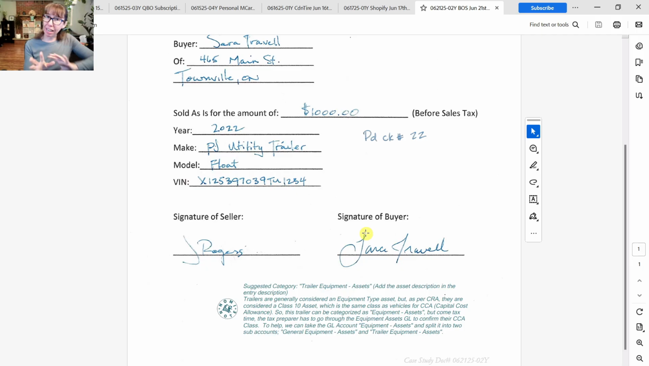I like to make it a little extra helpful by creating a sub-account under equipment that is specific for trailer assets. That way the accountant or the tax preparer can see at a glance there is an asset in the equipment GL account that is actually Class 10, that when I prepare the taxes is going to go with the auto equipment list. So that's how I deal with this, and let's go ahead and put that in together.